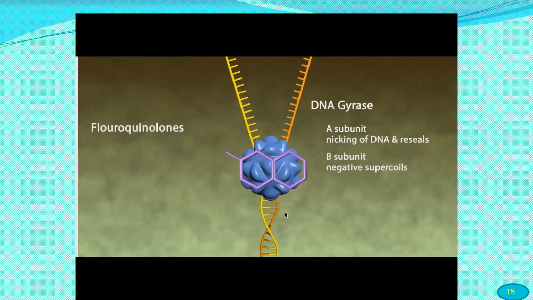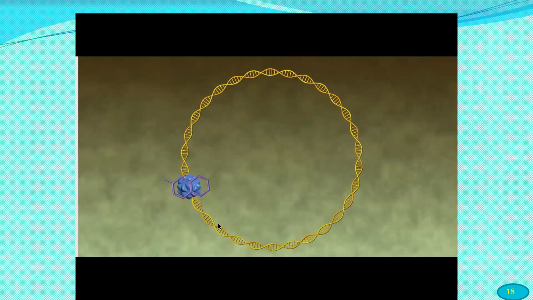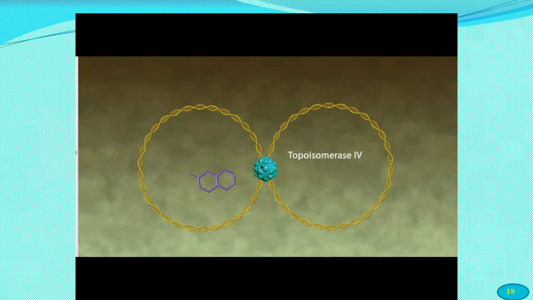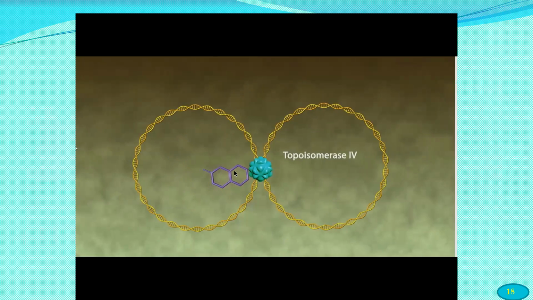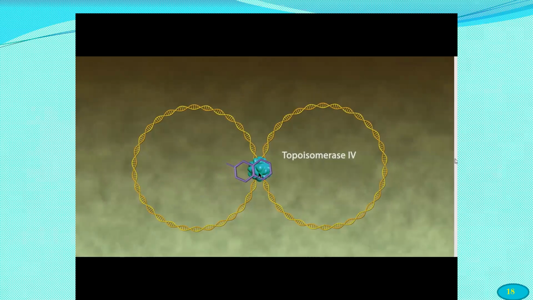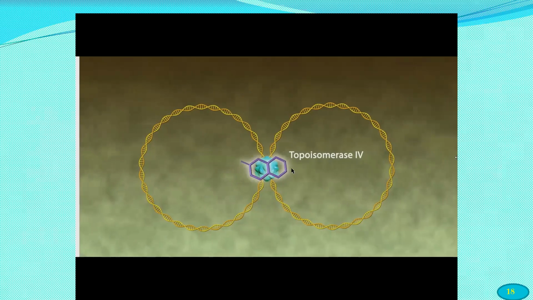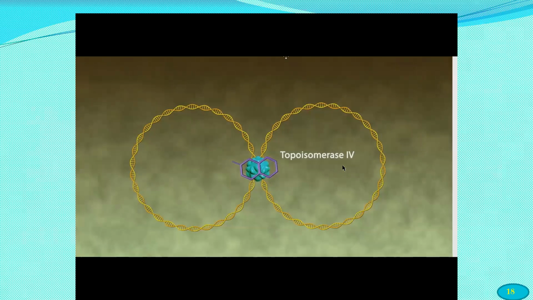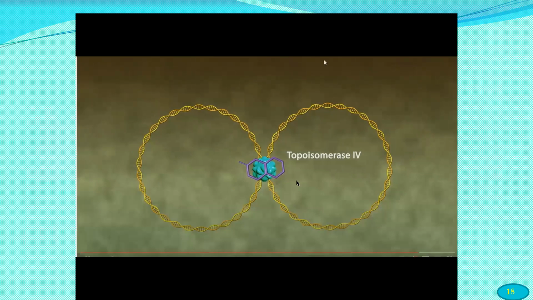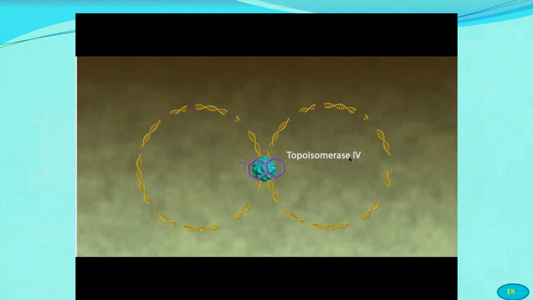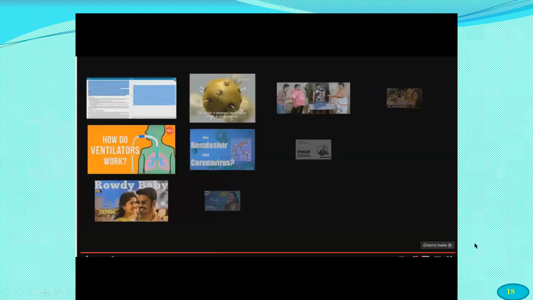So this supercoiling and uncoiling of this particular DNA is blocked by the DNA gyrase enzyme. Whenever the fluoroquinolones come, then topoisomerase 4 is inhibited, and ultimately the DNA synthesis inside the bacterial cell will not happen. Hence, the bacteria is going to die.